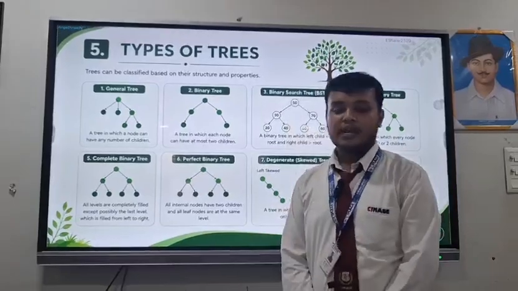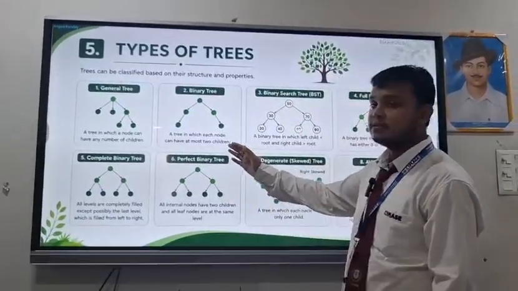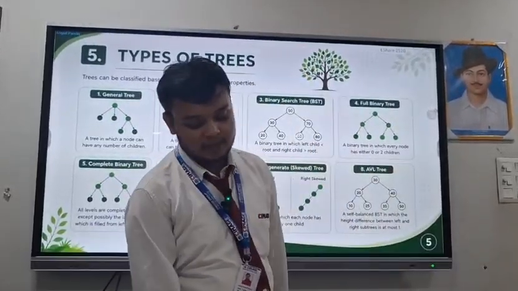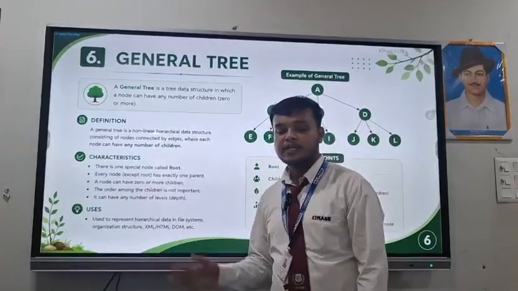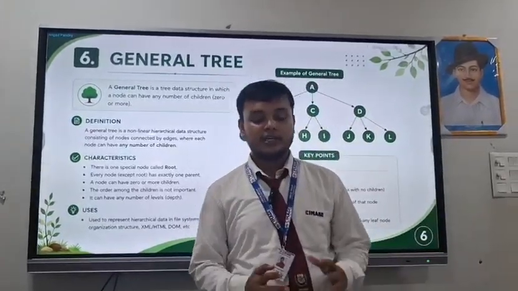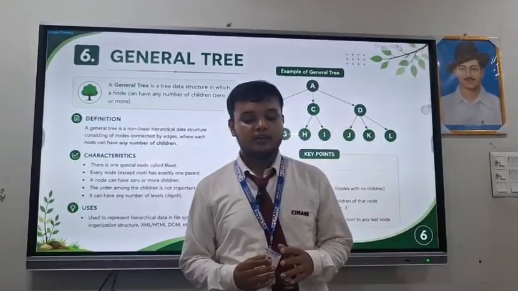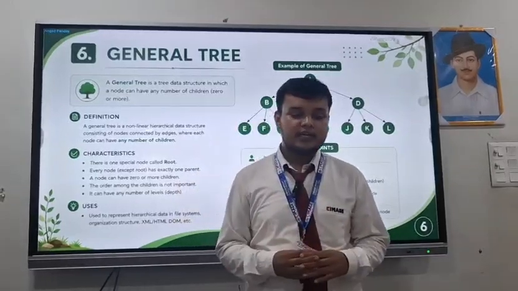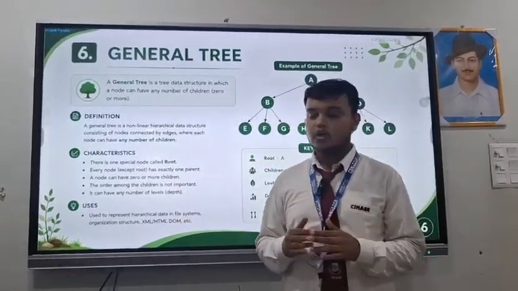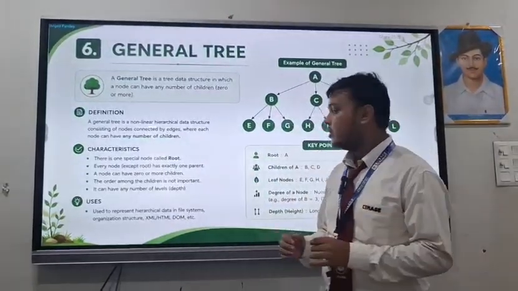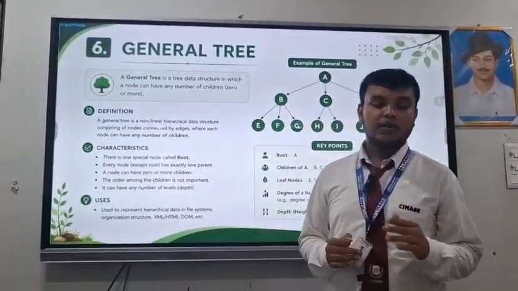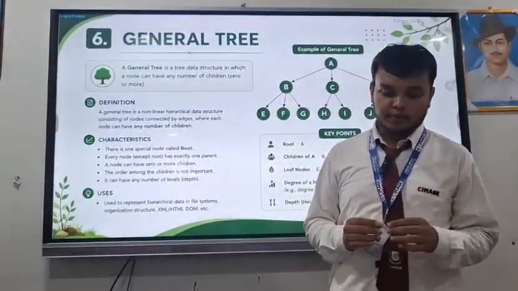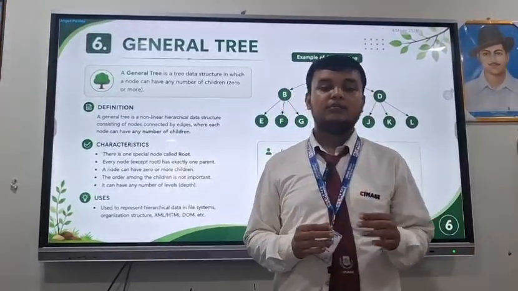Types of trees. First type is the general tree, then binary search tree, then full binary tree, complete binary tree, perfect binary tree, AVL tree. First one is the general tree. What is a general tree? A general tree is a tree data structure in which a node can have any number of children. Characteristics of a general tree: there is one specific node called the root. Every node has exactly one parent. A node can have 0 or more children. The order among the children is not important. It can have any number of levels.